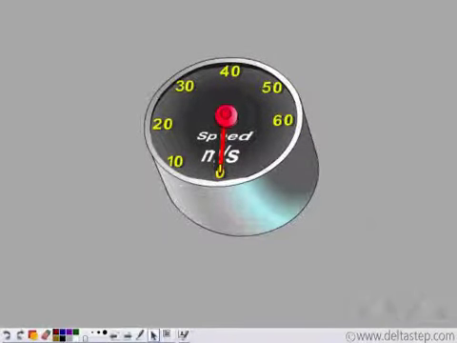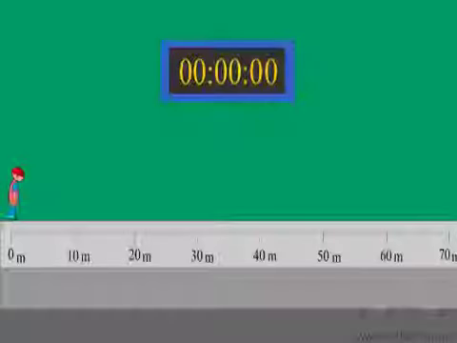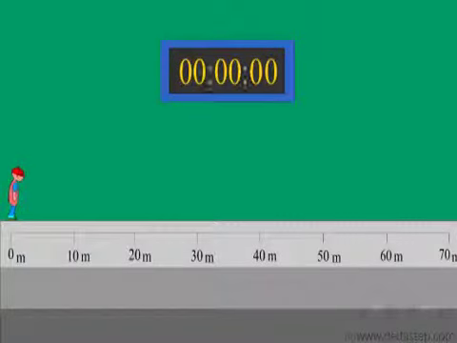You must have seen this before. This is the speedometer of a car. It tells us the speed of the car while the car is moving. It shows that the speed of the car is not constant, but it keeps on changing. Well, this is the case with most of the objects in real life. Their speed is not constant. It keeps on changing. Now observe the motion of this boy.